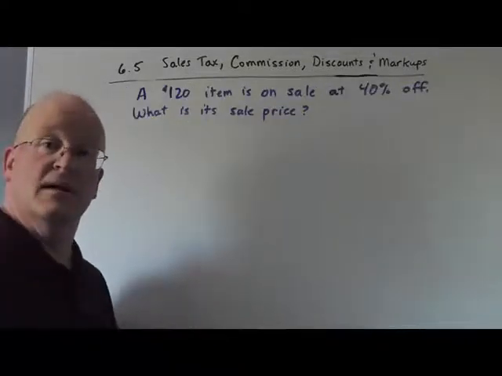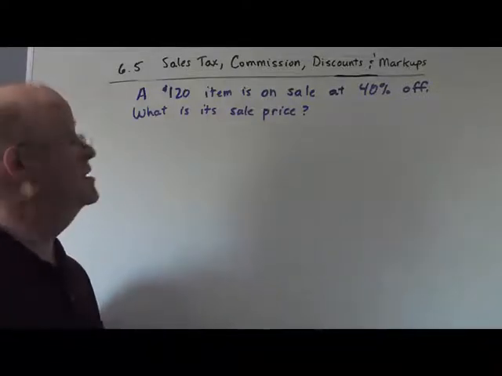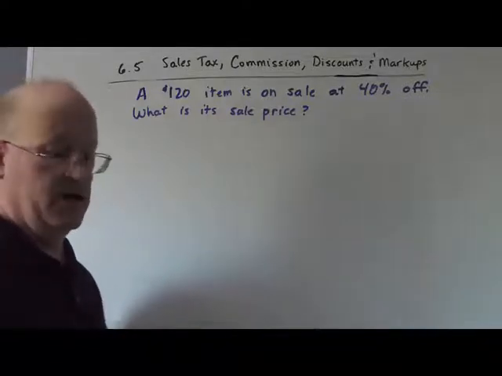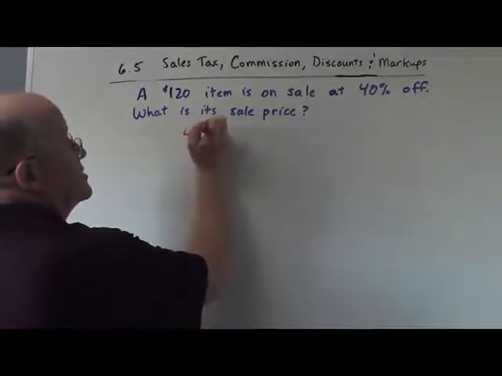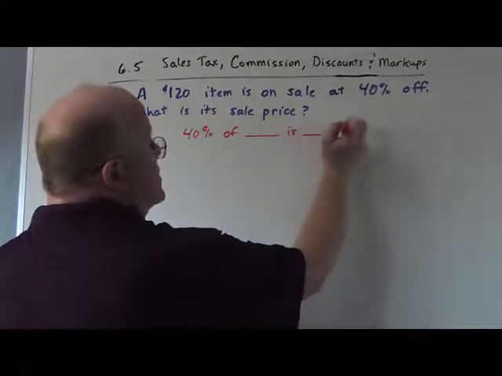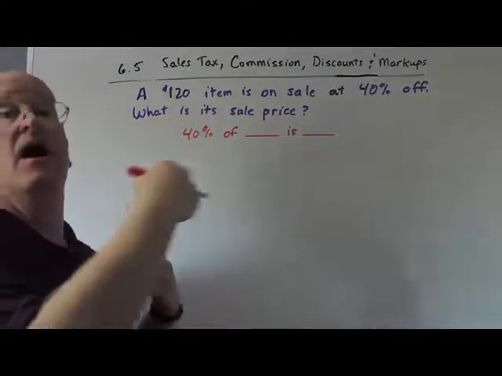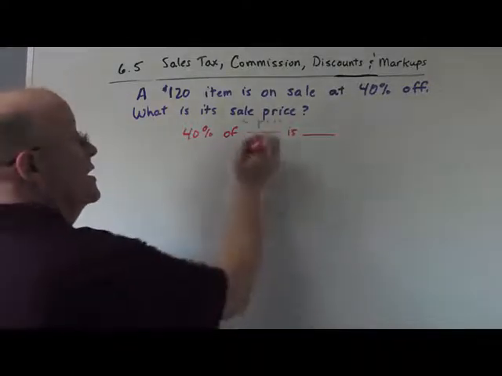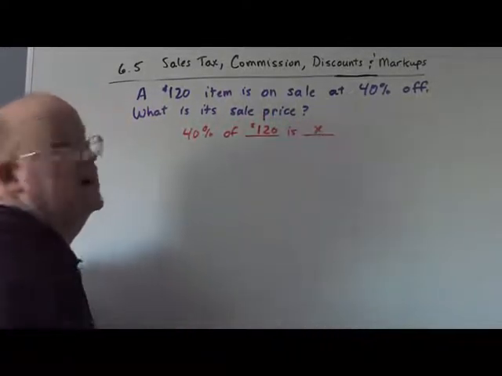Let's look at another sale problem. A $120 item is on sale at 40% off. What is its sale price? Now I'm going to start with this 40% here. 40% of something is something. We're taking a percentage off of the 120. So the of 120 is what we're looking for, is my X.